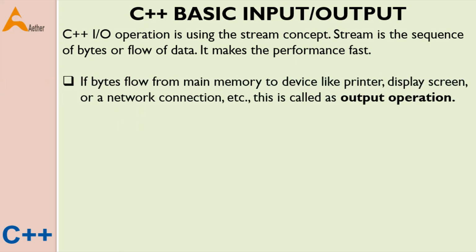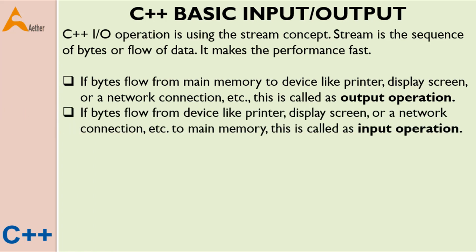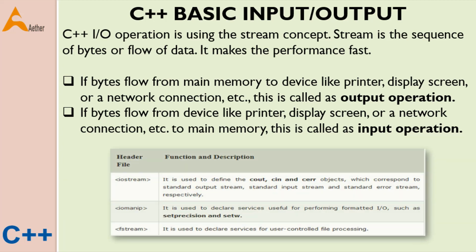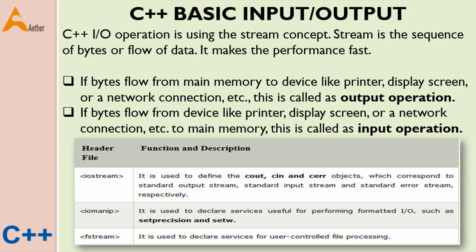If bytes flow from main memory to a device like printer, display screen, or a network connection, etc., this is called an output operation. If bytes flow from a device like printer, display screen, or a network connection, etc. to main memory, this is called an input operation. You can see common libraries in C++ on your screen.